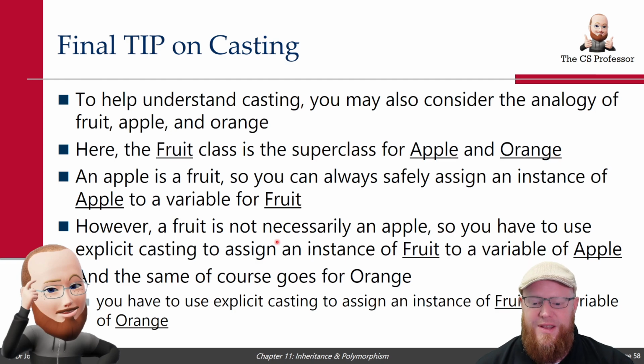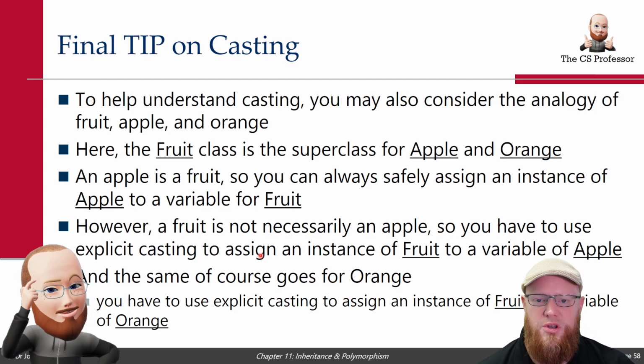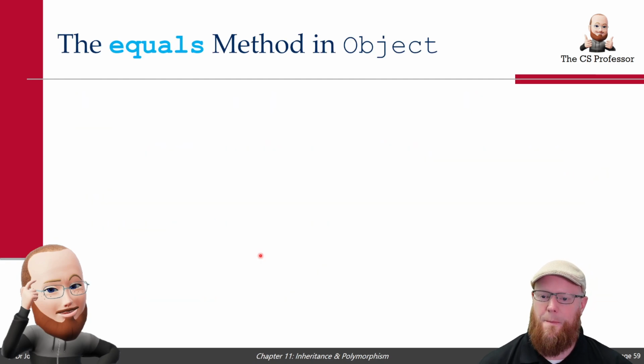However, a fruit is not necessarily an apple. So you have to use explicit casting to assign a fruit object into an apple, but you only want to do so after you have first confirmed that the particular fruit object in question is in fact an apple object by using the instanceof operator, and then you explicitly cast it to an apple.